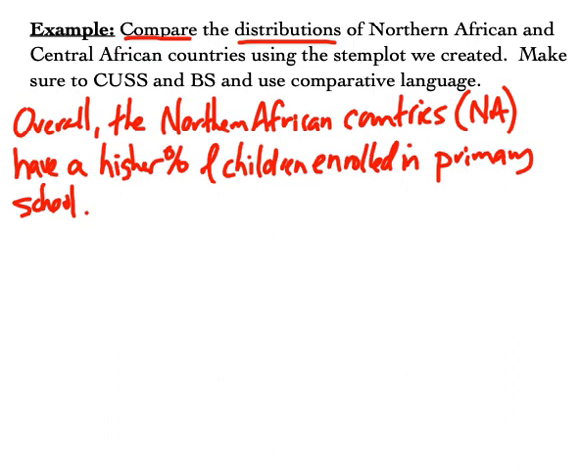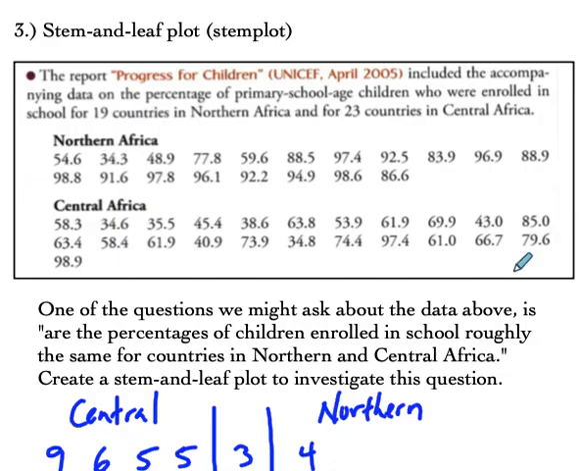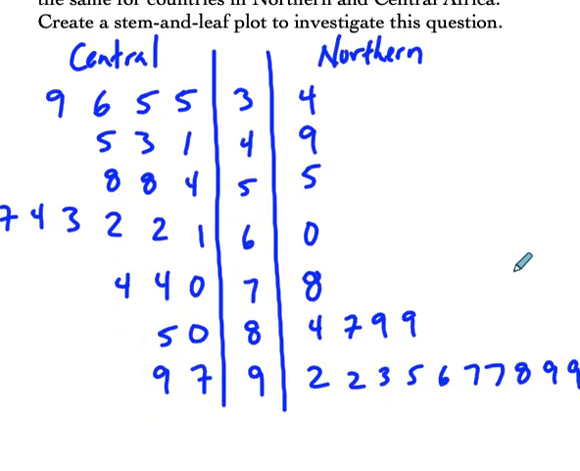Okay, now we start going through the CUSS and BS acronym. Center, spread, shape, that kind of thing. You can do these in any order. Just think about how it's going to flow as kind of a story. You're really telling a story about the data and how these two regions compare. I look at the spread of these and I see that both of them started about 34, 35, in the mid 30s. They both top out at 99, so they actually have the same range of values, but what's going on in the middle is very different.